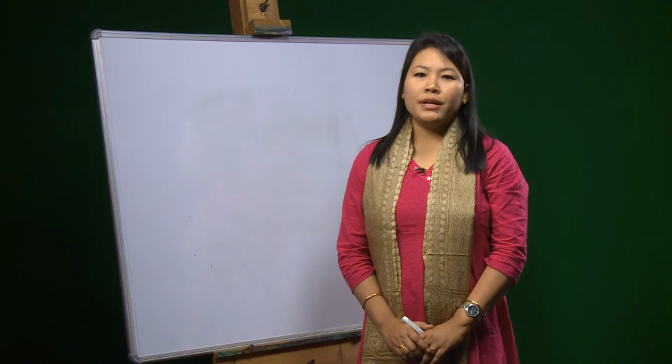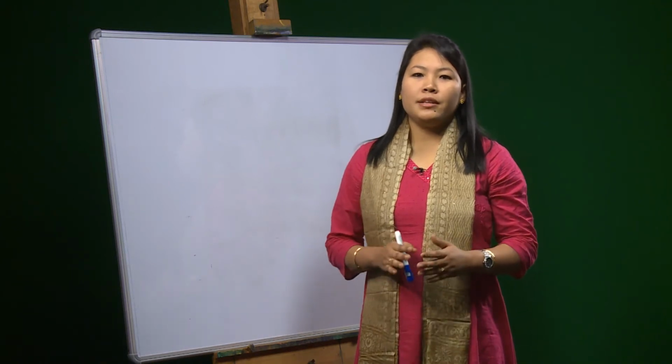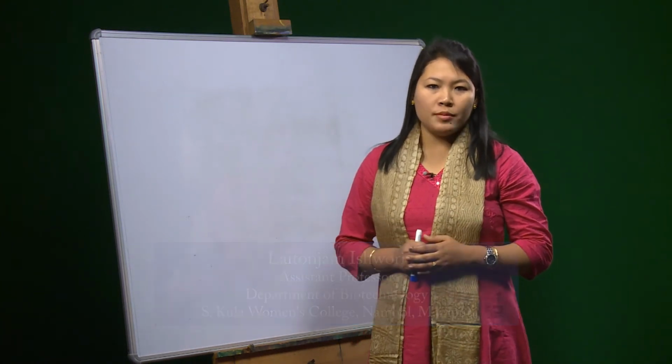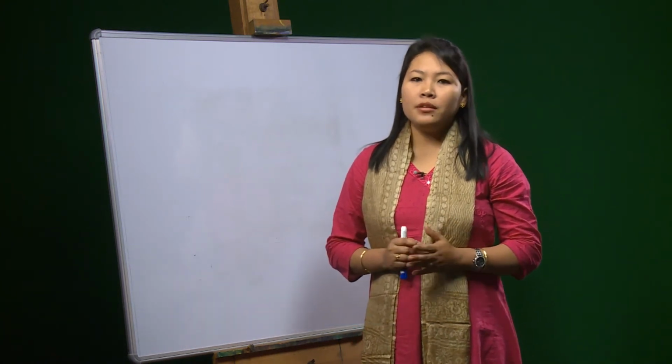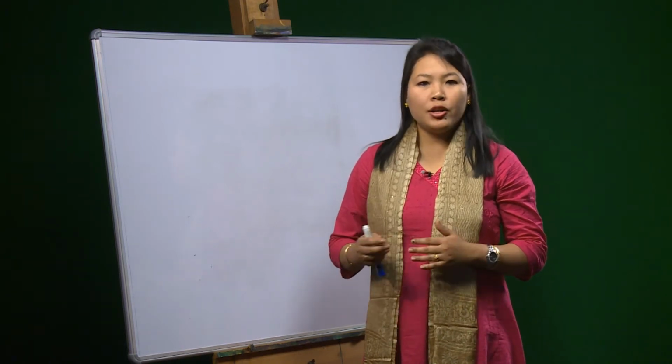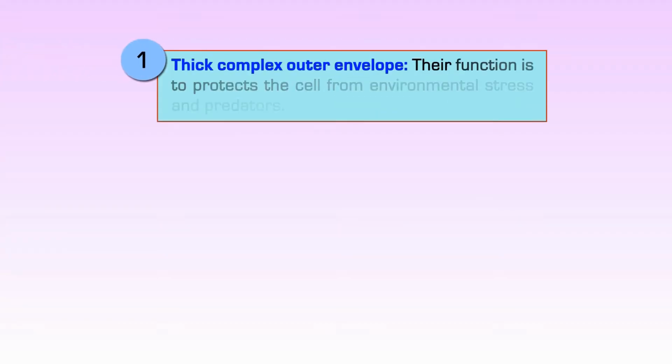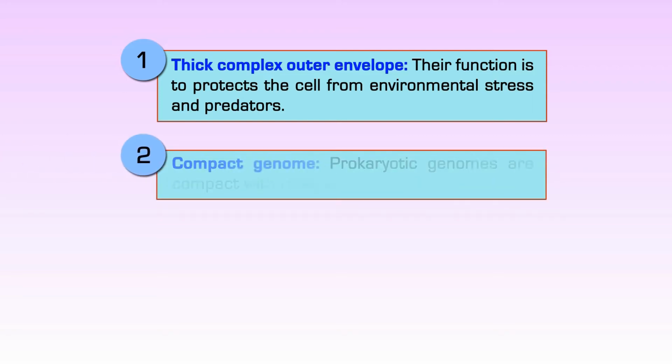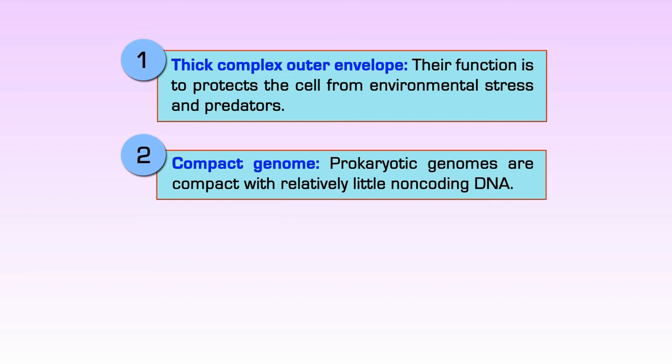Today, we will be covering the topic, the gram-negative bacteria. Generally, these prokaryotic cells show a wide range of forms and share some common fundamental traits, which include, the first one, the thick, complex outer envelope, whose function is to protect the cell from environmental stress and predators. The second one is the compact genome.